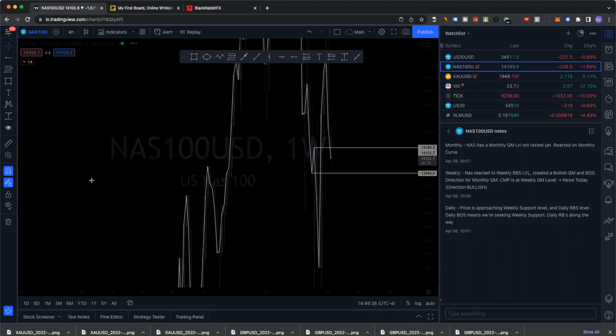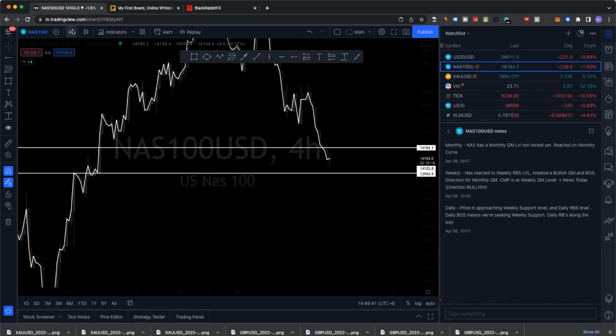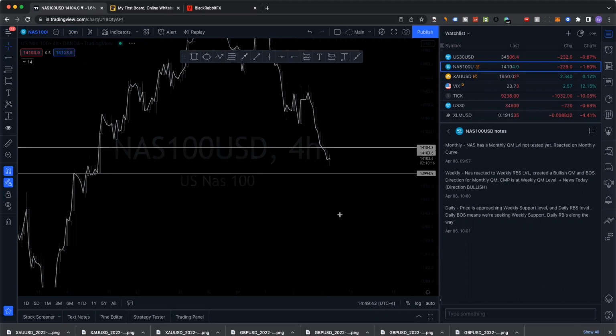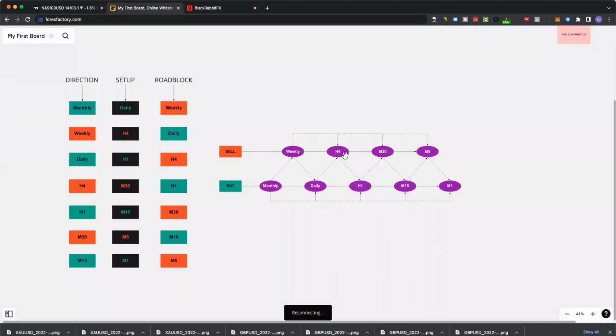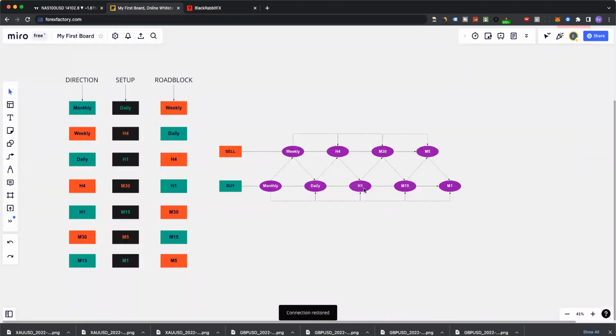We can drop down to H4, but I don't want to take a trade from H4. I want to take a trade from M30, because M30 is in our weekly sell here, M30 with roadblock of H1 set up in M15.